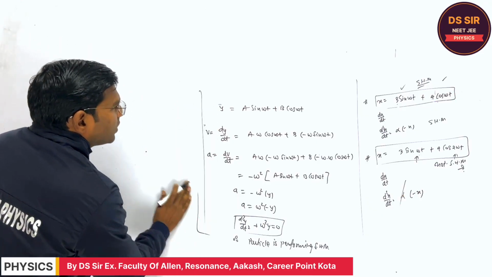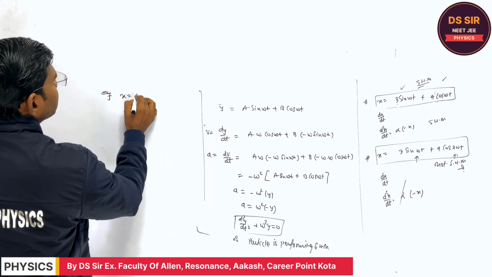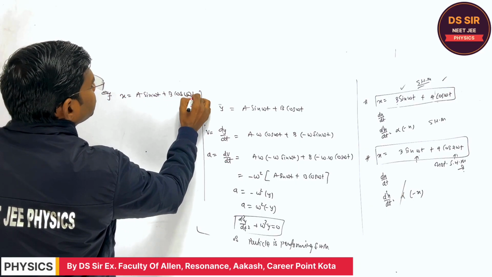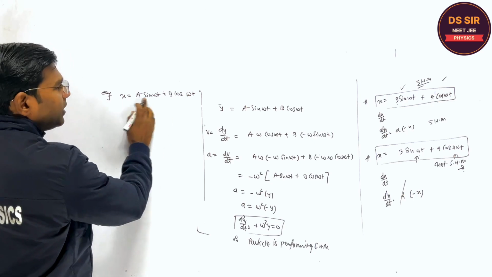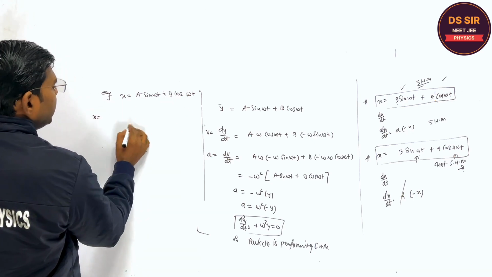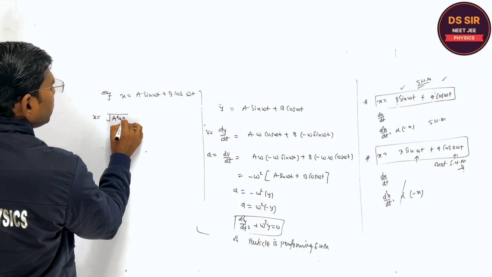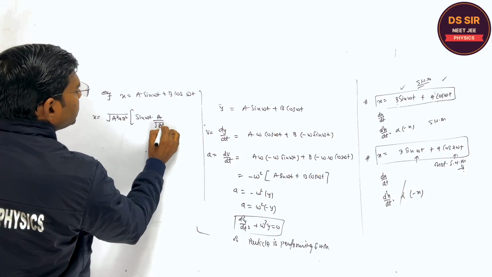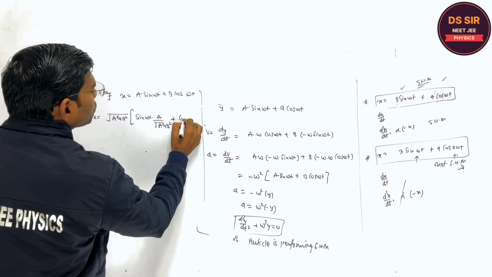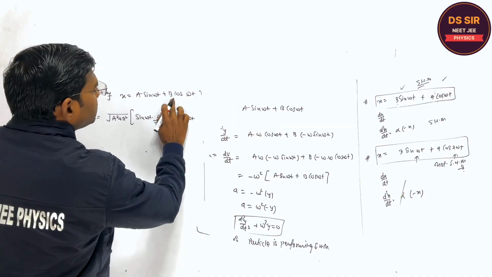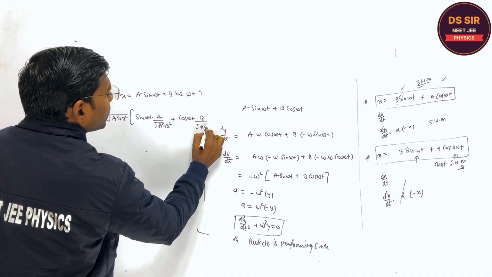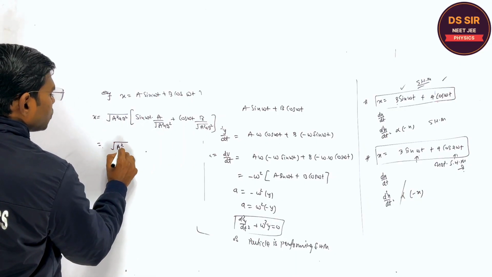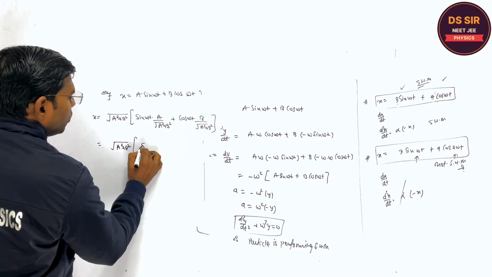Although in mathematics you have done this many times. For example, f(x) is equal to a sin omega t plus b cos omega t. The coefficients are a and b, so you have to divide and multiply by root of a square plus b square. This is sin omega t into a upon root a square plus b square, plus cos omega t into b upon root a square plus b square. Is it clear or not? So this is root over a square plus b square, and this is sin omega t.